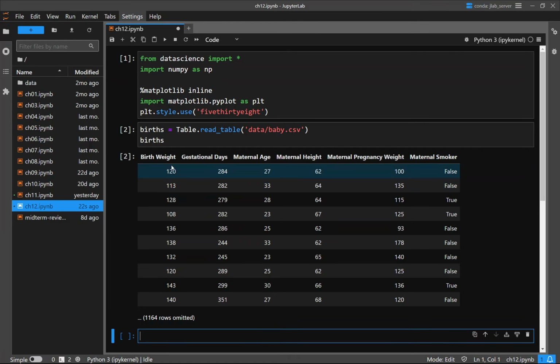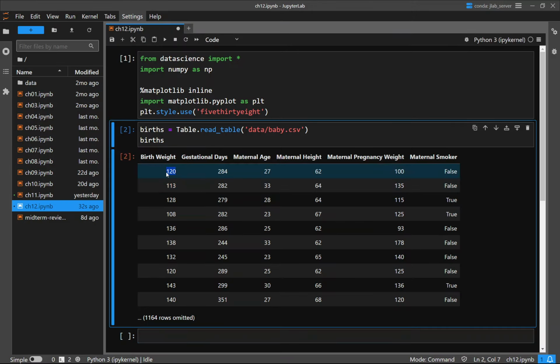We've got the weight of the baby, probably in ounces or something. How long the mother was pregnant before she gave birth. How old the mother was, how tall the mother was in inches, how heavy the mother weighed when she was pregnant, and then this last one is a bit unfortunate, but they took this data back in the day: whether or not the mom smoked during the pregnancy.